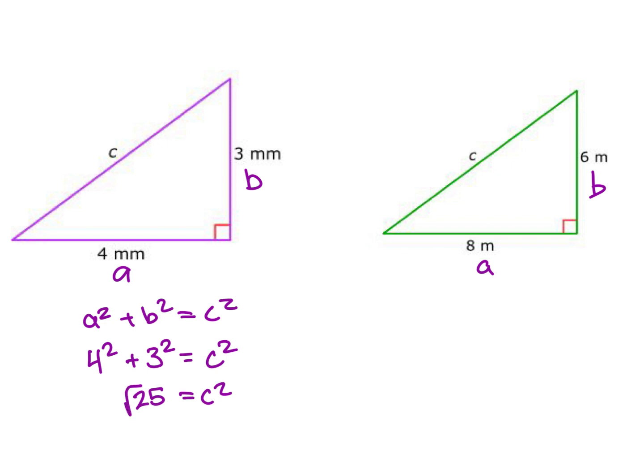And I want to get c by itself, so I'm going to find the square root. The square root of c squared is just c. The square root of 25 is 5 millimeters.